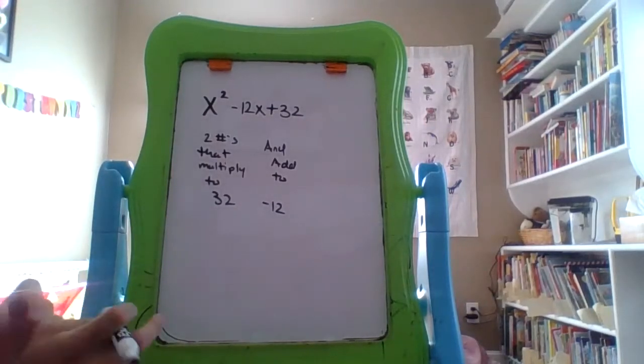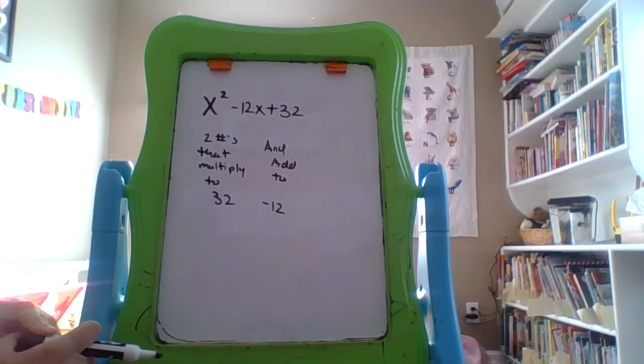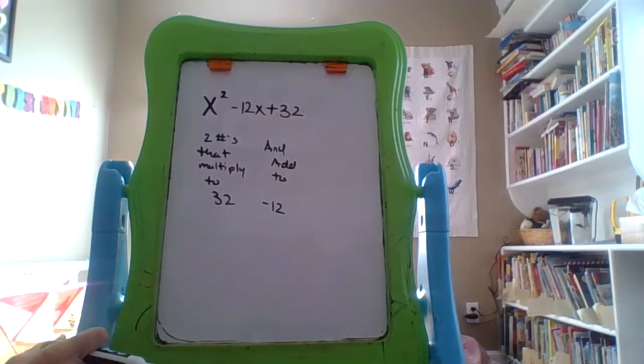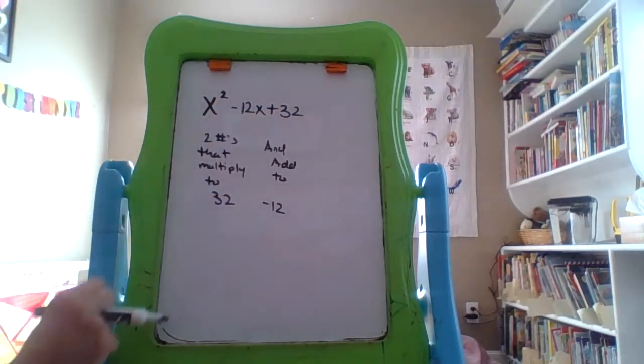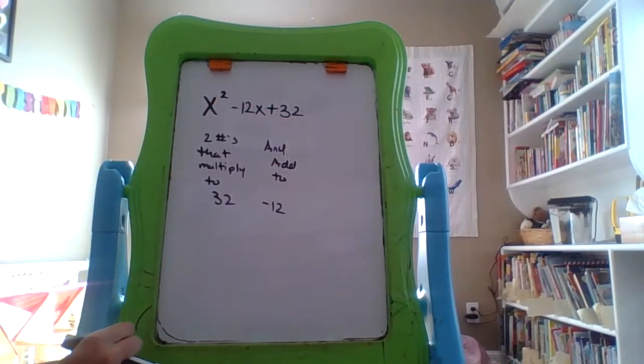Hello everyone, so today we're going to look at factoring trinomials. And when we factor trinomials, which is something like x squared minus 12x plus 32, we need to do a couple of things.